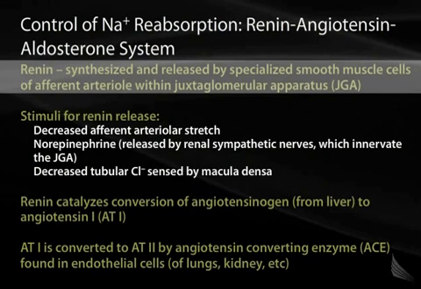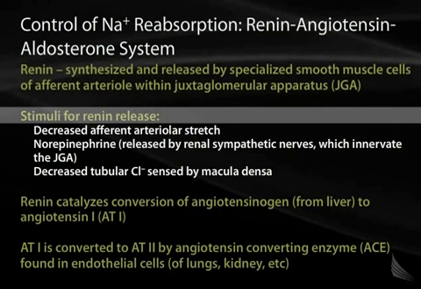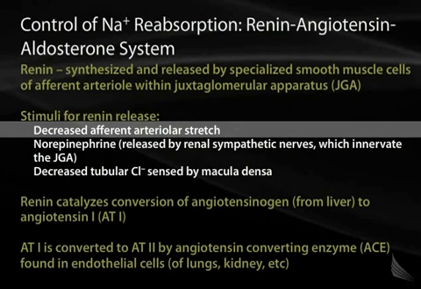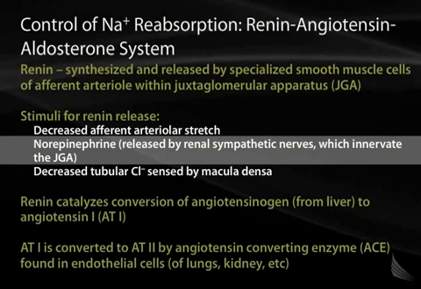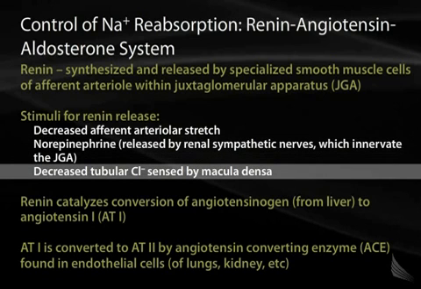The control of sodium reabsorption via the renin-angiotensin-aldosterone system is governed primarily by the release of renin. Once again, the stimuli for renin release are decreased afferent arteriolar stretch, sensing decreased circulating blood volume, norepinephrine, which is released by the renal sympathetic nerves, which innervate the juxtaglomerular apparatus, and also decreased tubular chloride concentration sensed by the macula densa. All of these suggest GFR has fallen, and thus glomerular capillary hydrostatic pressure is low, which the kidney interprets to mean that effective circulating volume and total body volume is low.